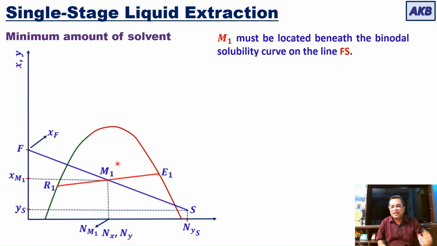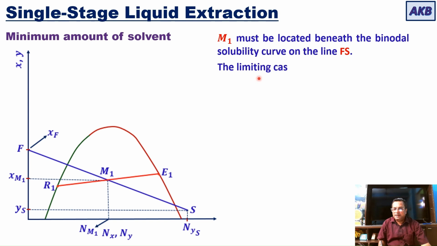What is the meaning of that? Every point beneath the binodal solubility curve represents two liquid phases. And point M1, since it will separate into two phases, must lie beneath the curve, and that too on the line FS, because the mixture is produced by mixing F and solvent. So M1 will lie below the curve and it will also lie on the line FS. We have understood that.